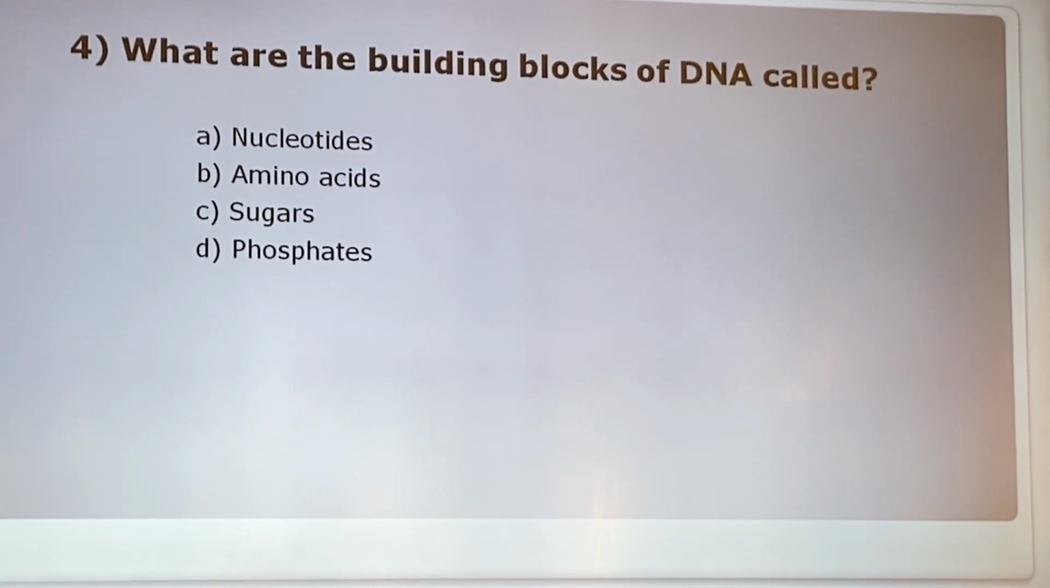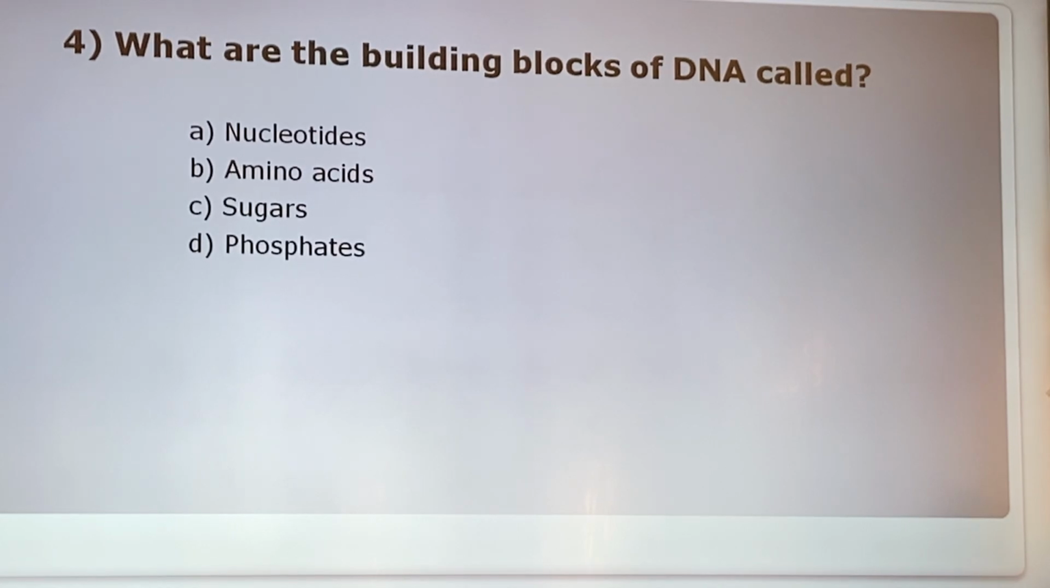Amino acids, take nucleotides. Very good.